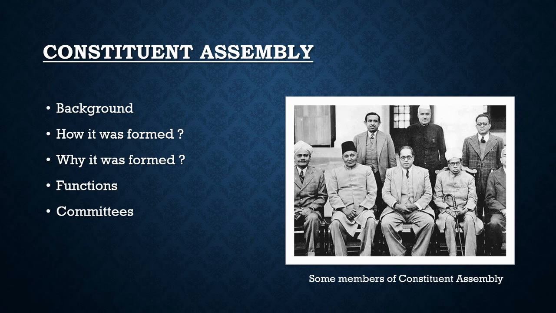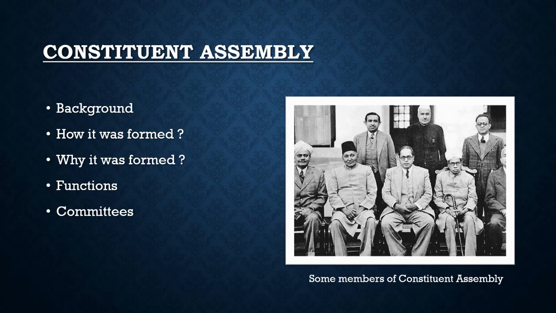Its first meeting was held in December 1946, where Dr. Rajendra Prasad was elected as the President of the Constituent Assembly and H. C. Mukherjee as the Vice President. The Constituent Assembly was divided into the Constituent Assembly of India and the Constituent Assembly of Pakistan after the partition. The Constituent Assembly consisted of 299 members.